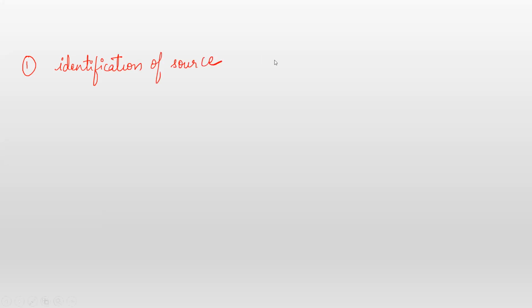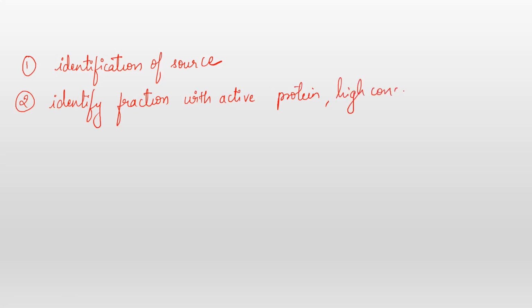After you identify the source, you produce it. Now you have identified in which fraction. If you're working with cells, differential centrifugation is also useful. If you're working with proteins, differential centrifugation can also be used. So you will have to identify a fraction where you get good concentration of protein and an active protein. So identify the fraction with active protein and high concentration. So you have done that now. Okay. Now what will you do? Now you subject it to dialysis.